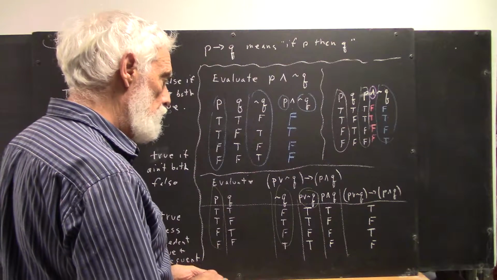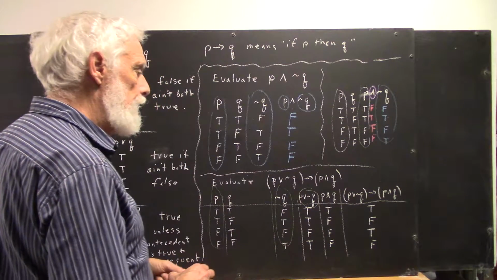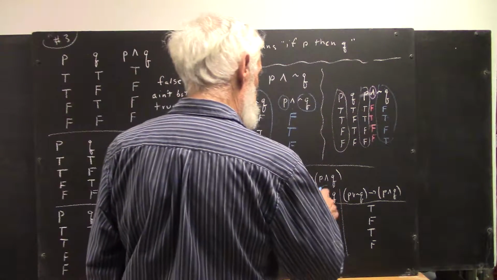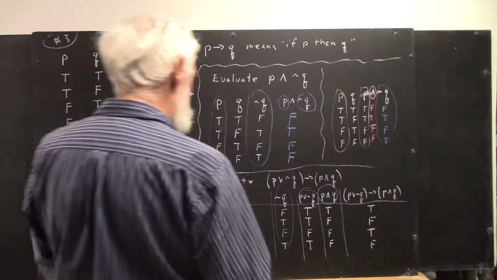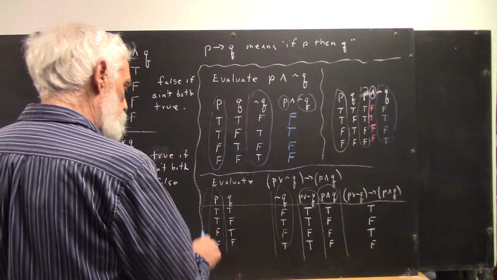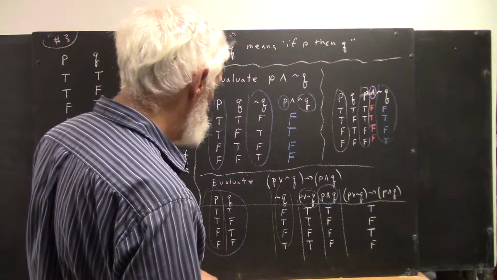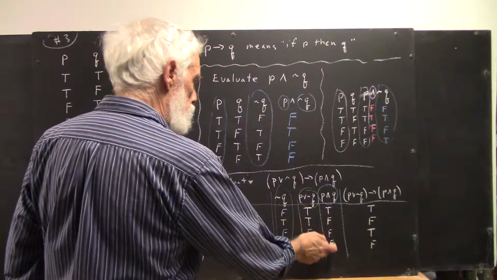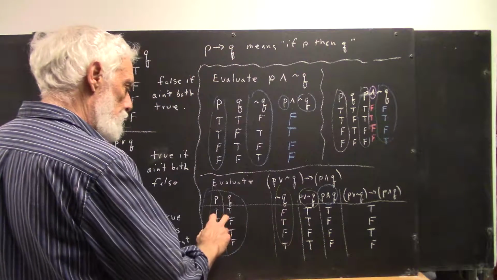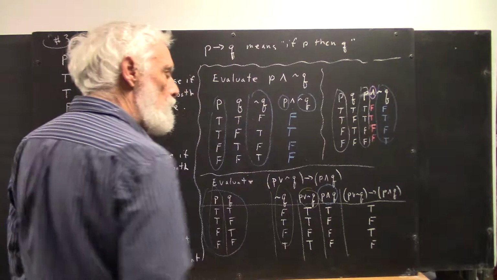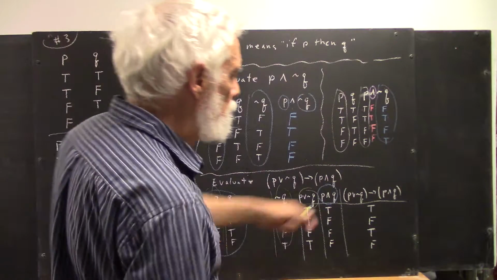Okay, now we want to evaluate P and Q. So we want to evaluate this. Well, we can just look at these two columns. We evaluate P and Q by the usual rule, and we say we get true, false, false, false. The only time they're both true is the first row. Now we can evaluate this.